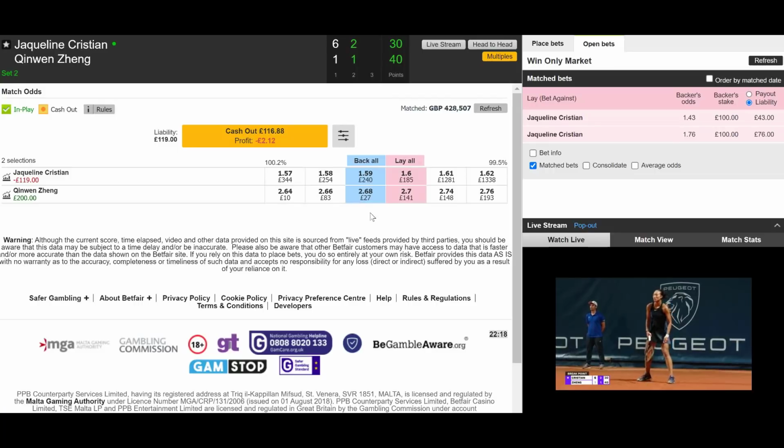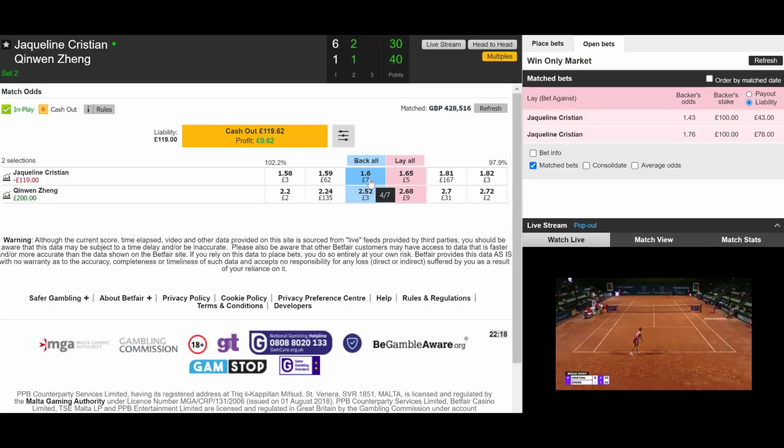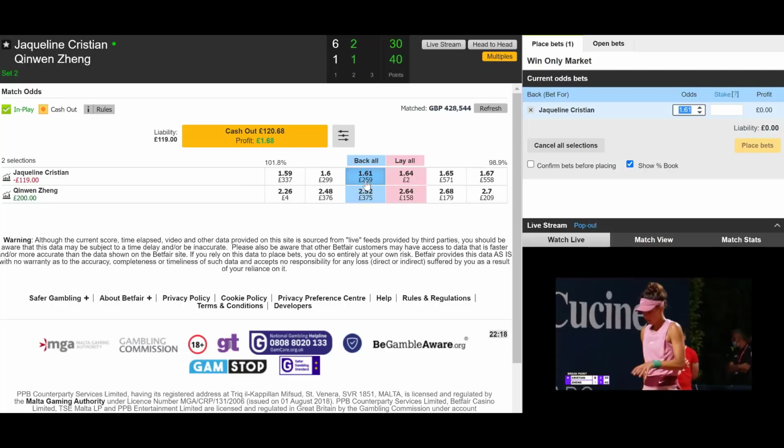So as you can see, we're in a 30-40 situation. So the price on Christian's gone back up to 1.6, as you can see there. Remember, we did the little mini trade laying at 1.43. It's now out to, say, 1.6.